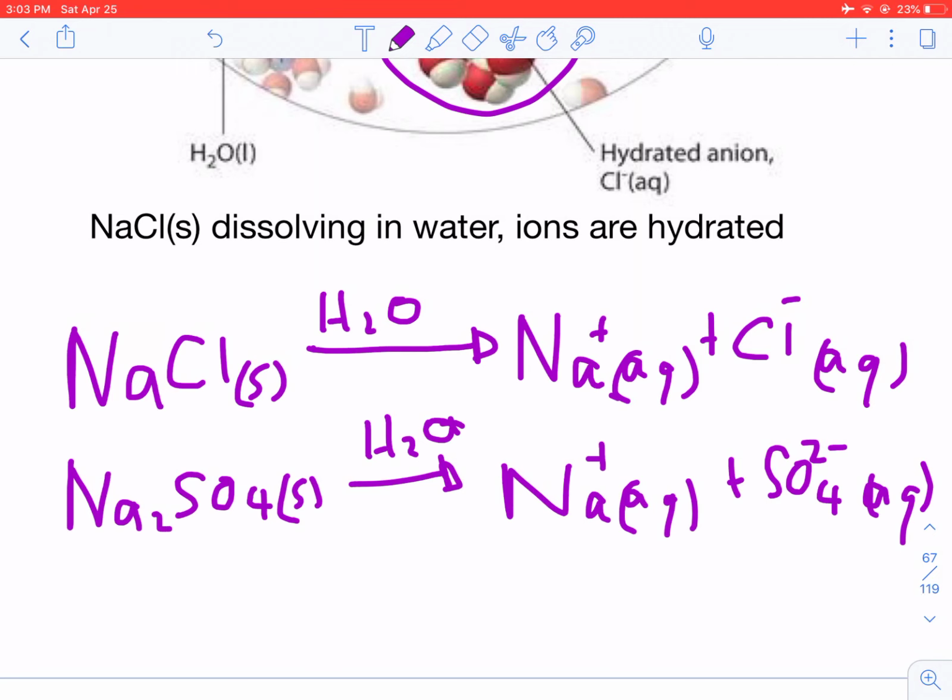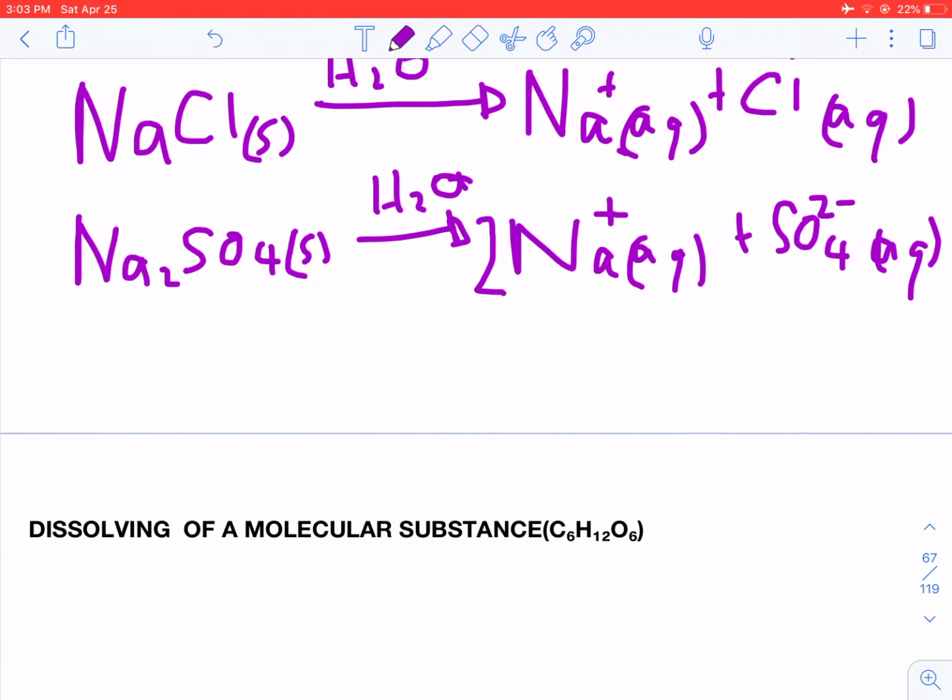But here, if we look at it, our equation is not balanced because we've got two Na on the left and only one on the right. So we need to put 2 here, and then we are happy because we've got 2 Na on the right and 2 Na on the left. And in terms of charge, you've got 2 positive charges and sulfate, which has a 2 negative charge, so that's neutral. So our charges are balanced and our atoms are balanced.